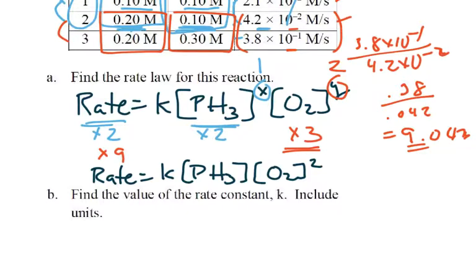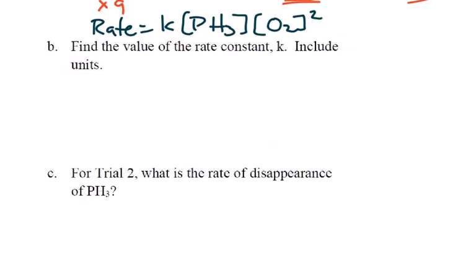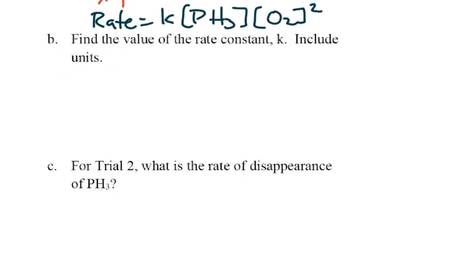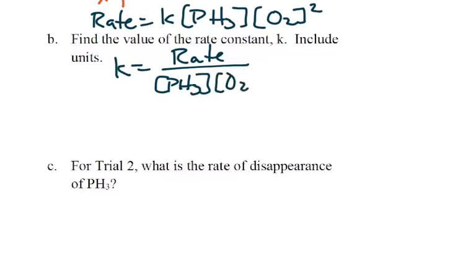Now, part B says find the value of the rate constant K and include units. Okay, well, that's really just an algebra problem. So the first thing I'm going to do is take my rate law and just solve for K. So K equals the rate divided by the concentration of pH 3 to the first power and the concentration of O2 squared.